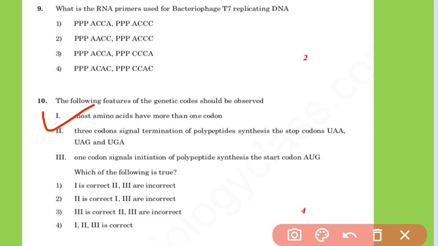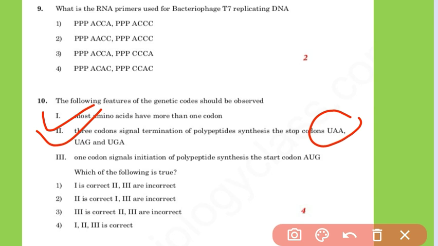This is correct. Then next, second: 3 codons signal termination of polypeptide synthesis, that is the stop codons UAA. Yes, it is a stop codon or termination codon, also called a nonsense codon because this codon does not code for any amino acid. UAA is known as ochre, UAG as amber, and UGA as opal. So these are stop codons and not coding any amino acids.